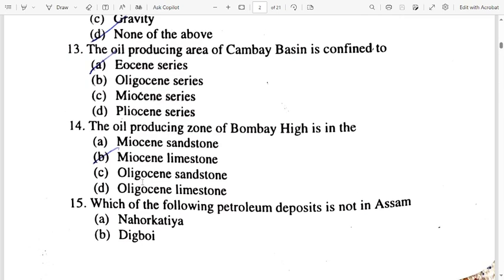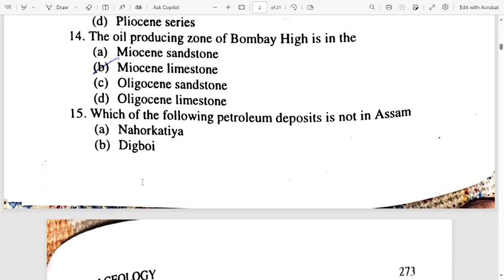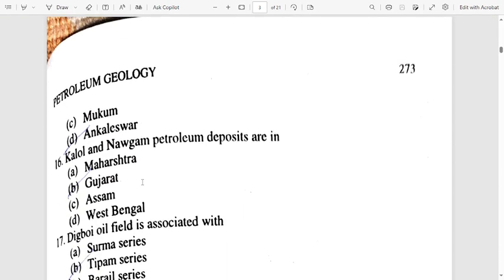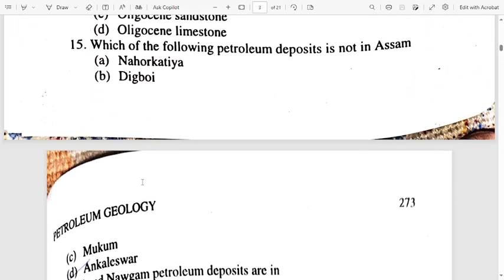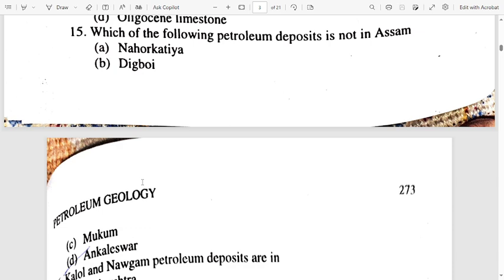The oil producing area of Cambay Basin is confined to Eocene series. The oil producing zone of Bombay High is in the Miocene limestone. Which of the following petroleum deposits is not in Assam? Ankleshwar. Okay, in Assam we have Naharkatia, Digboy, Mukum, but Ankleshwar is not in Assam.